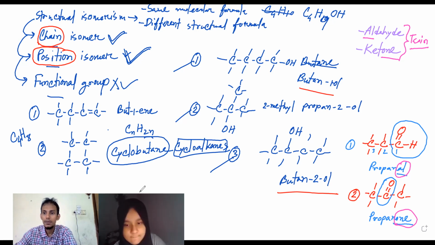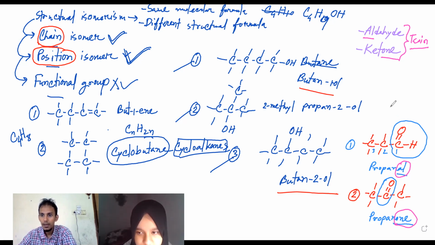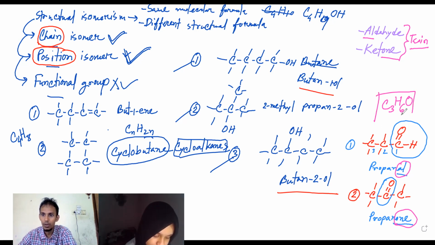Molecular formula is the same. For example, look at this one, tell me its molecular formula, Rifat. How many carbons are here? 3? 3 carbon? Yes, sir. How many hydrogen? 1, 2, 3, 4, 5, 6. 6 hydrogen, and 1 oxygen. If you count here, 3 hydrogen and 3 hydrogen, 6 hydrogen, 1 oxygen and 3 carbon. So they have the same molecular formula, but different structural or displayed formula.